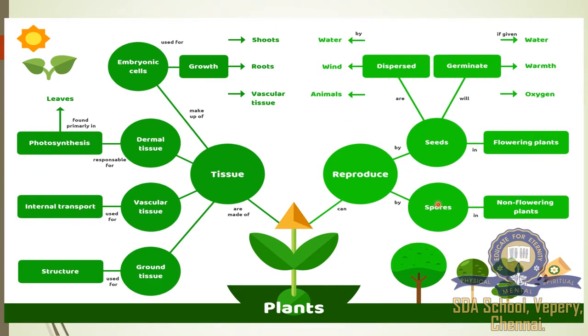Next, spores. We already know the small pores present in the plant are called stomata. Here, these spores help a non-flowering plant to reproduce. This is the cumulative flow chart for this lesson.